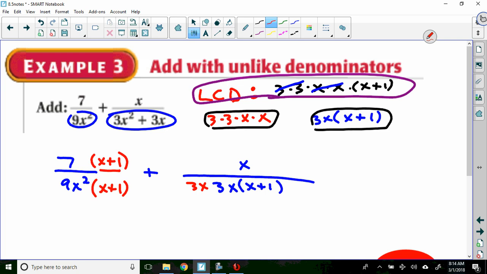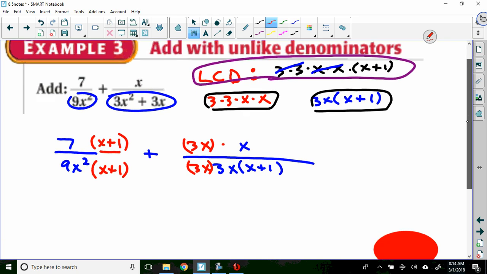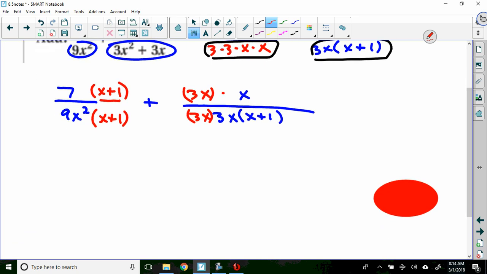So I'm going to have to multiply by 3x, but if I multiply just the bottom, that's going to screw that up. I got to multiply the top too. Okay, so I got to multiply by 3x over 3x. Does that make sense about getting the denominators the same? So when I do this, my denominator, the whole denominator, is going to be this 9x squared times x plus 1. That's going to be my denominator.